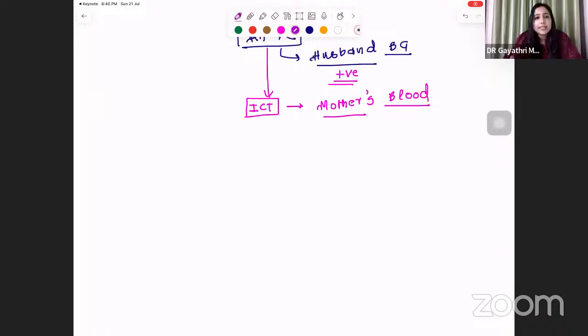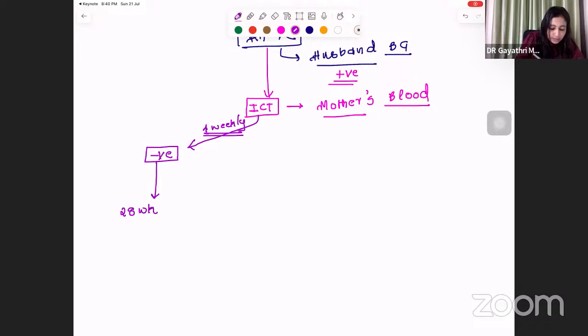After doing the ICT, if the ICT is negative, usually I'm going to repeat it 4 weekly. We'll do 4 weekly ICT. If it's continuously negative and at 28 weeks ICT is also negative, I'll give her anti-D. This anti-D is known as routine antenatal anti-D prophylaxis. So remember, antenatal prophylaxis with anti-D. I'm going to give the prophylaxis of anti-D at the period of 28 weeks.